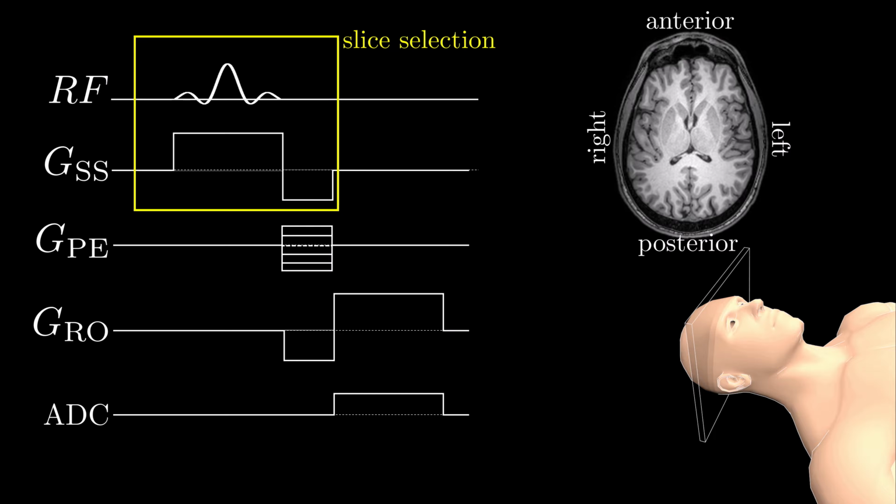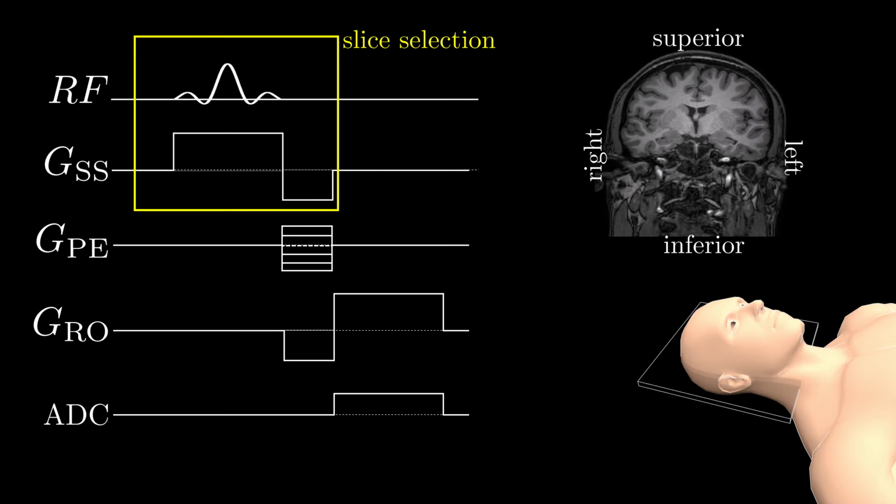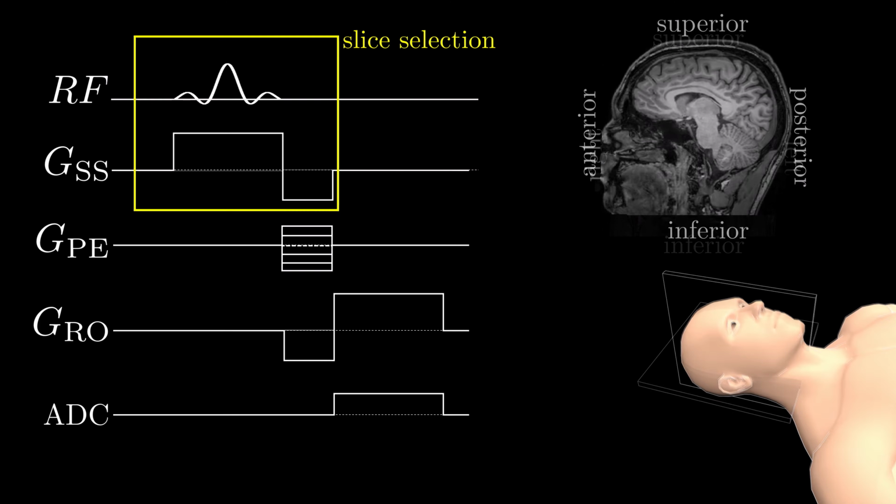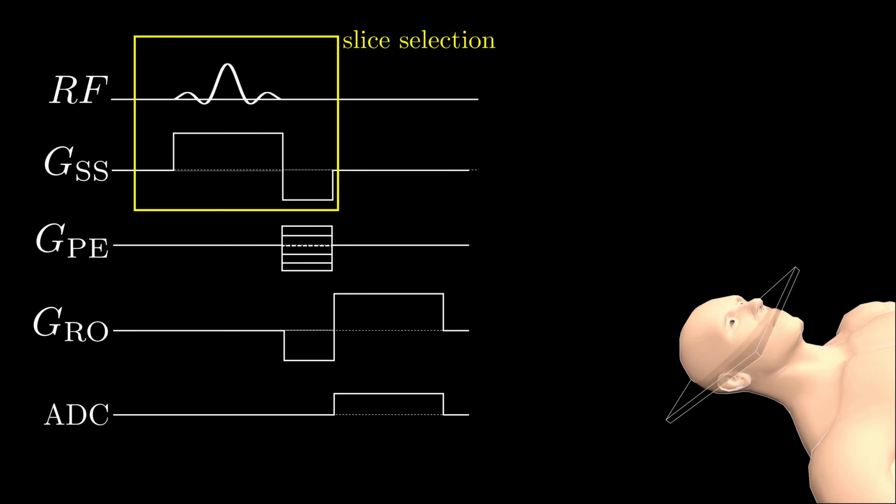Slice selection can excite spins in any 2D plane you like. Here's a coronal slice, again right side of the body on the left side of the image and vice versa. It's like the patient is facing you. And here's a sagittal slice. But you're not restricted to the 3 cardinal directions. Any slice orientation is possible in an MRI.